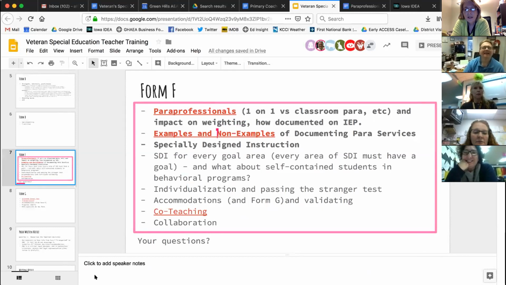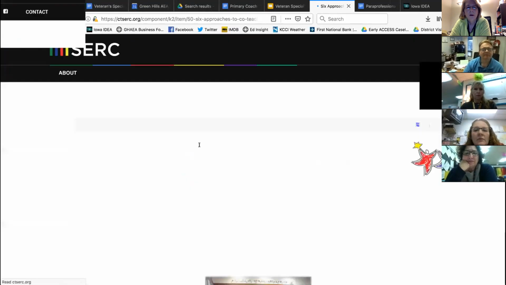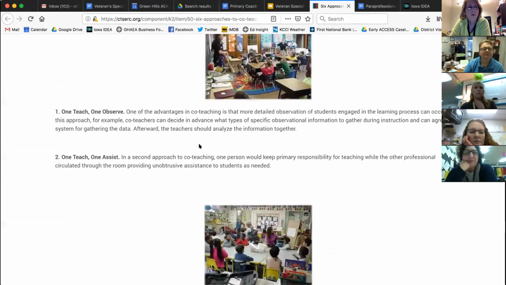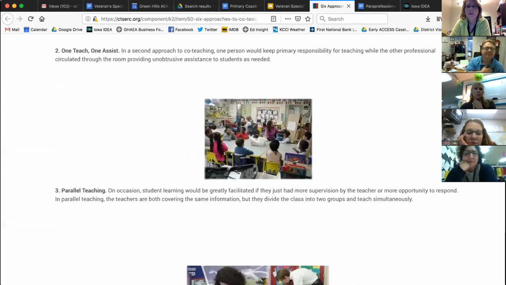So in terms of co-teaching, if you're putting co-teaching on the IEP, make sure you're prepared to talk with parents and the team in terms of what that's going to look like. I've linked a document in there, and you can all see that. It has the different models of co-teaching. For example, one teach, one observe, one teach, one assist, and so forth. So you can take a look at that later.